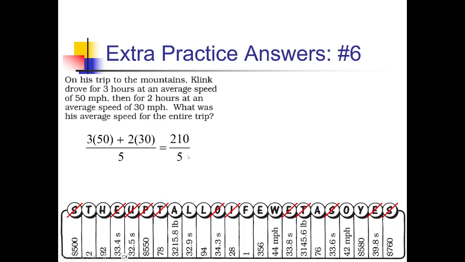Dividing that by 5, I could probably do that in my head. 200 divided by 5 is 40. 10 more divided by 5 is another 2, so 42 miles an hour on average for that whole trip. And that's going to be this item right here, O.